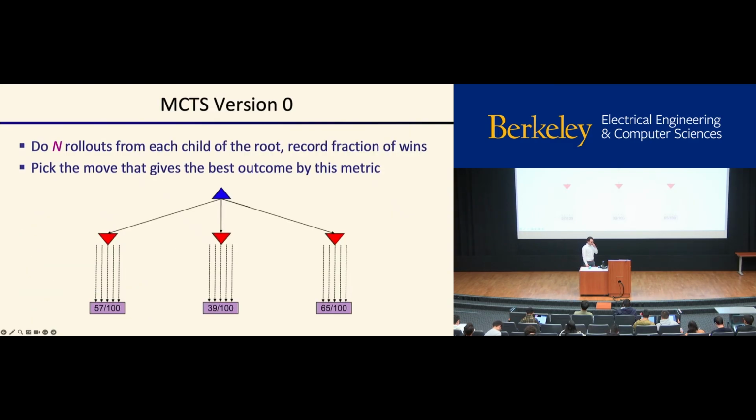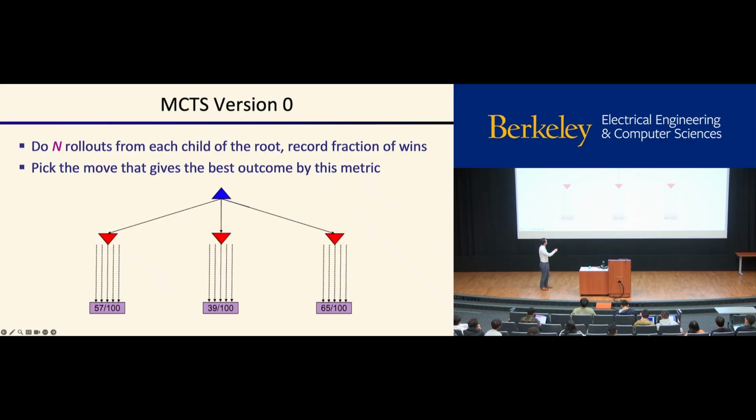So here's version 0 of this algorithm. Okay, this one is just going to pick the move that gives the best outcome. We're going to run a bunch of rollouts on each node, right? So we're doing our minimax thing, but then when we get to here, we're going to do rollouts. So this is the Monte Carlo tree search part. We get to the Monte Carlo bit and we say, all right, we'll run our rollouts 100 times from each of these nodes. We get 57 wins, we get 39 wins, we get 65 wins.